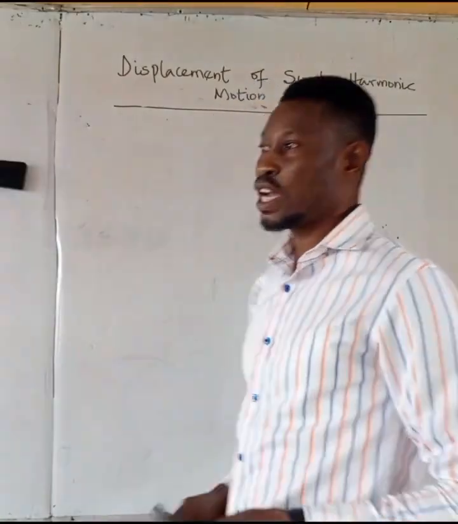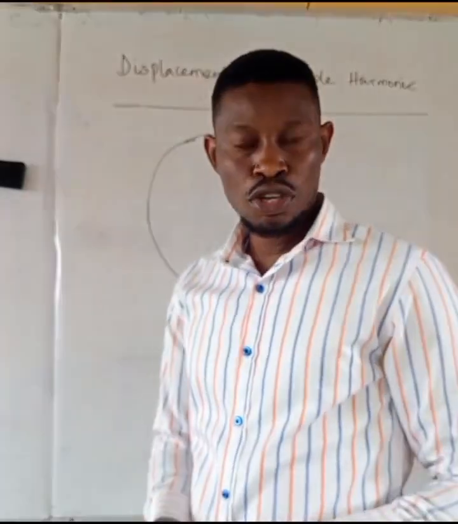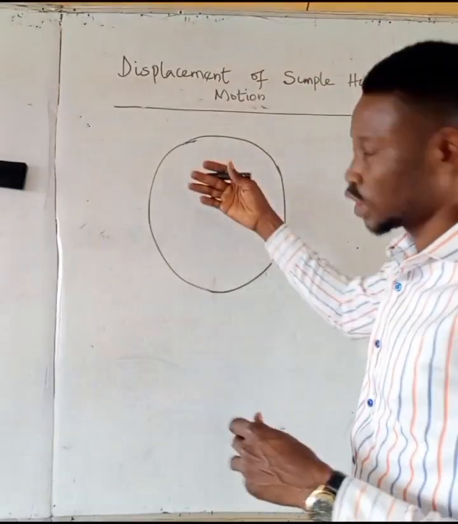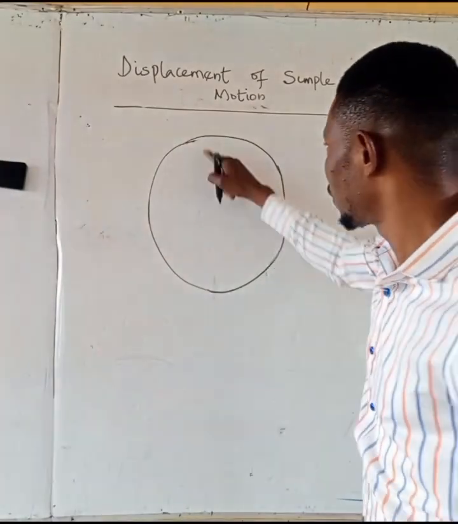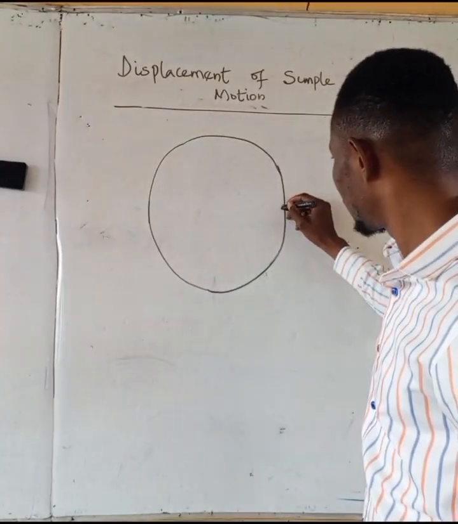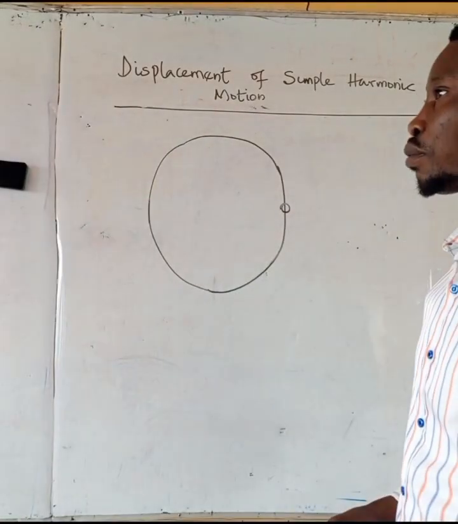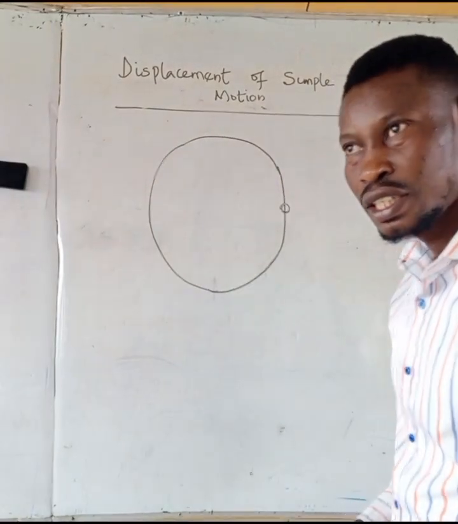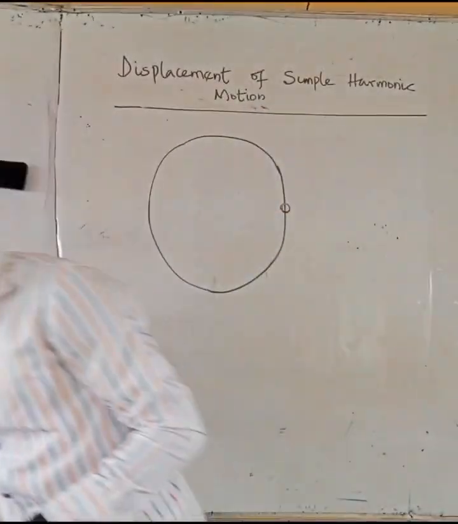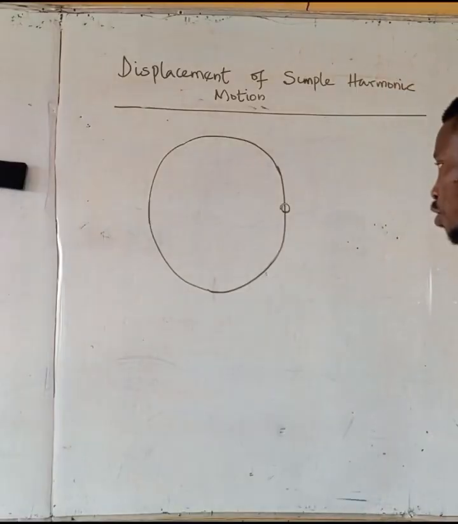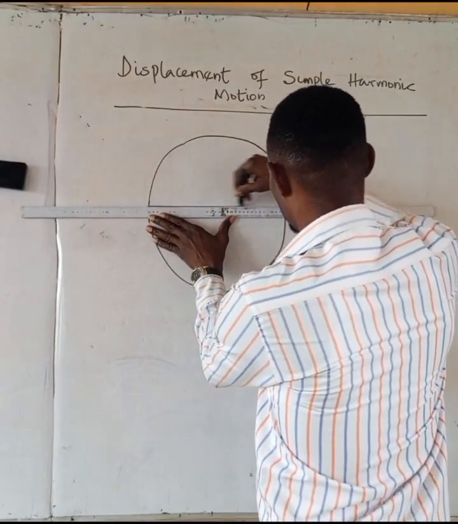So imagine that we have a circle. Consider that we have an object moving around this circular path. And we want to project the object's motion on one of the diameters. In this case, I would like us to project it on the horizontal. This line is always the horizontal, so I just draw a horizontal line here.